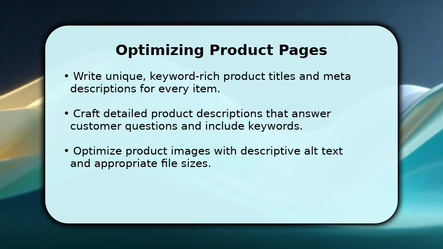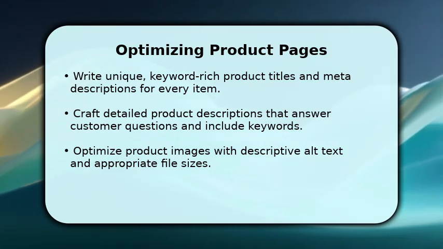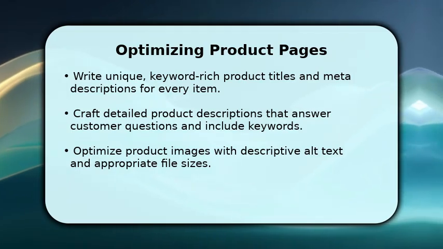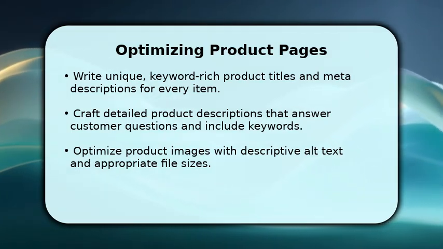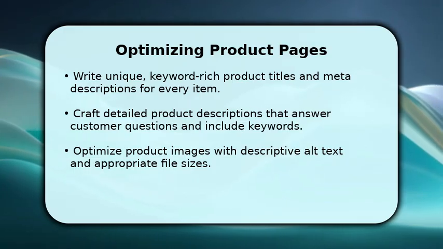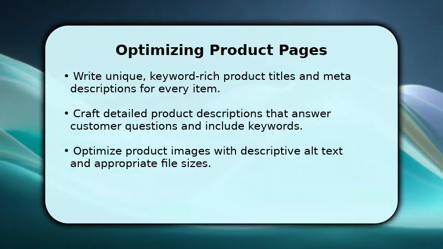Now, let's focus on optimizing your individual product pages. Each product needs a unique, compelling title and meta description, incorporating your target keywords. Aim for descriptions that are at least 300 words, providing value and answering potential customer queries.